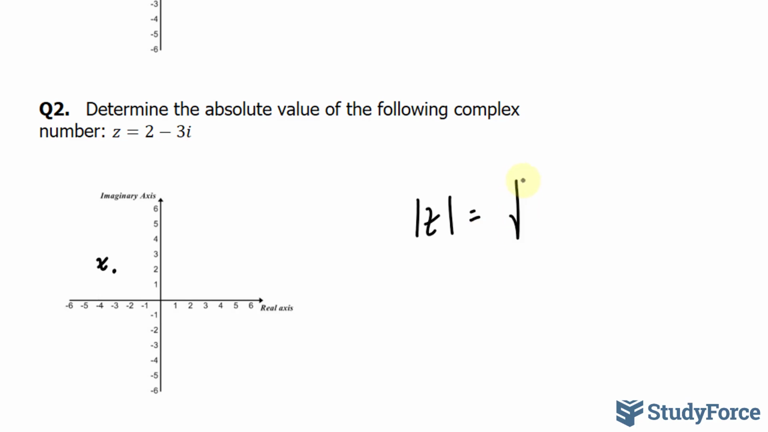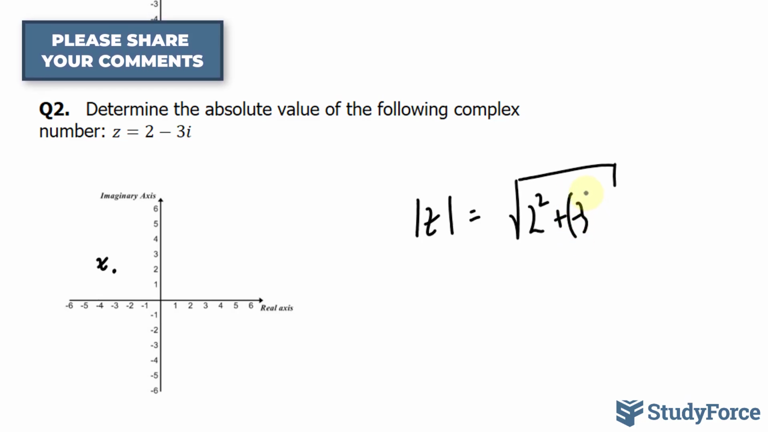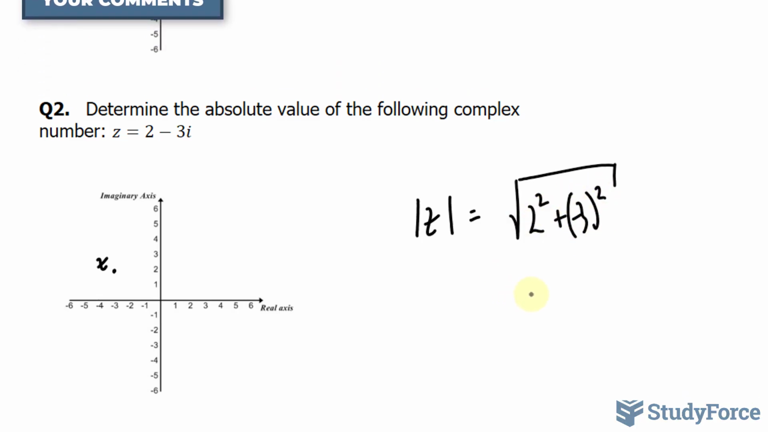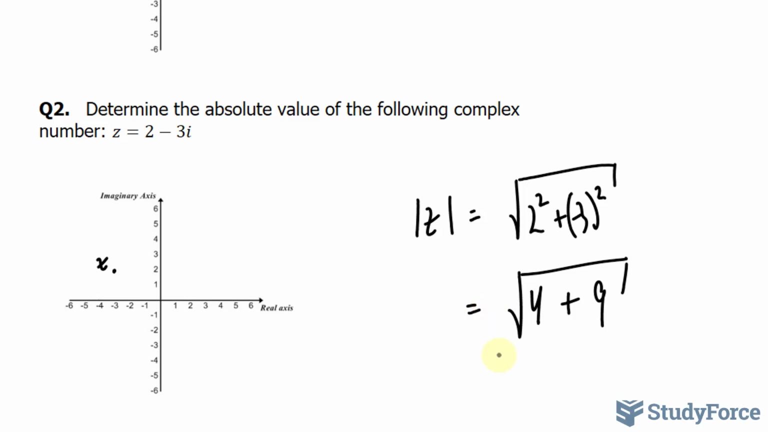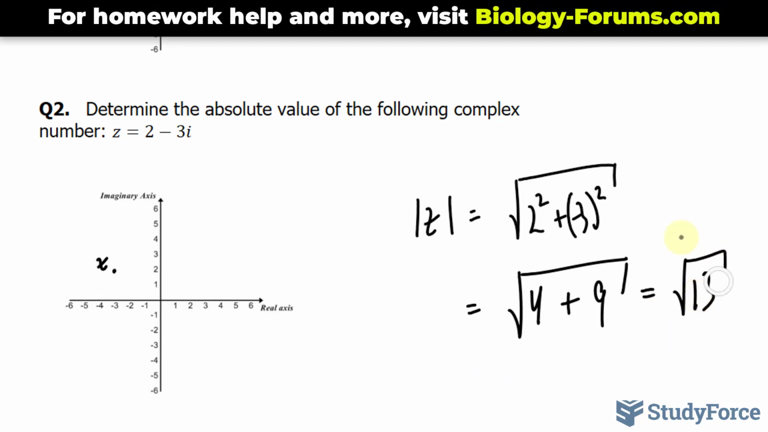I'll write down the square root of 2 squared plus negative 3 squared. 2 to the power of 2 is 4. Negative 3 to the power of 2 is 9. Taking the square root, we end up with the square root of 13. And feel free to find the decimal version of this number. And this represents the distance from here to the origin.